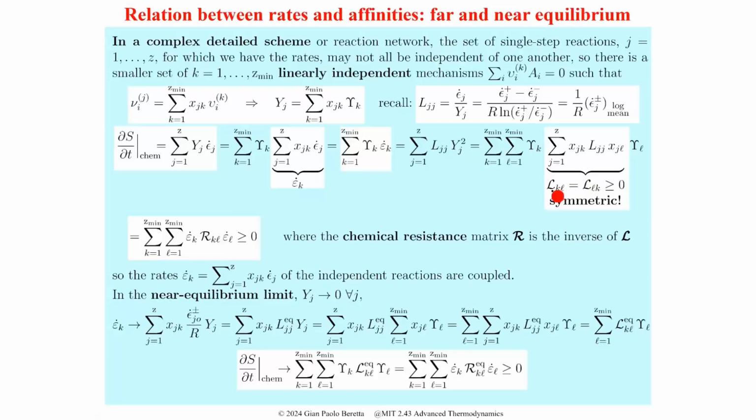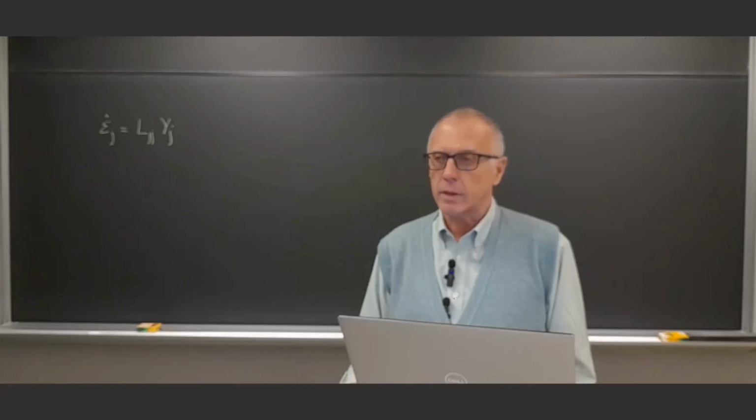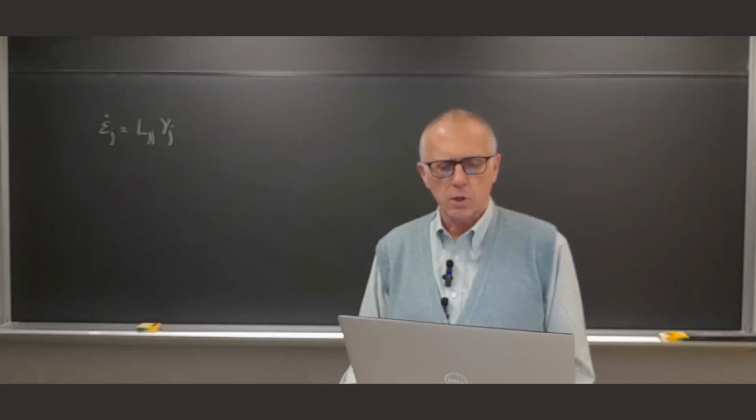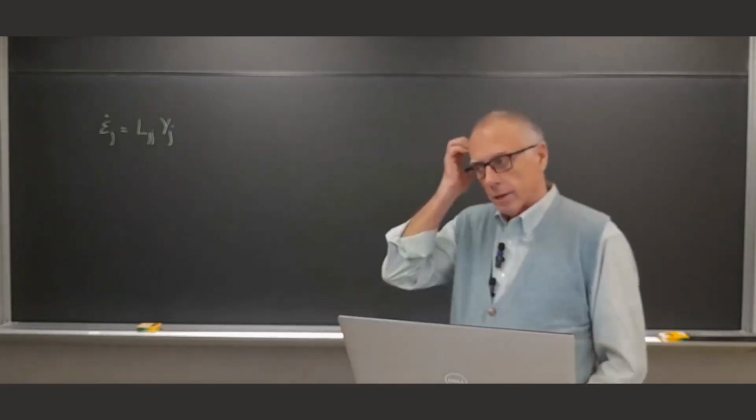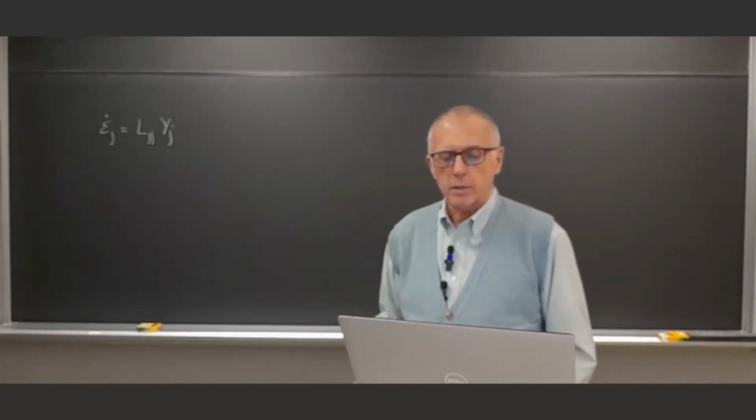If you take this matrix and take its inverse, you can rewrite this double summation. Instead of a quadratic form in the affinities, it's a quadratic form in the rates of the independent reactions, where the coefficients are these. And these R's are some sort of generalized resistance.